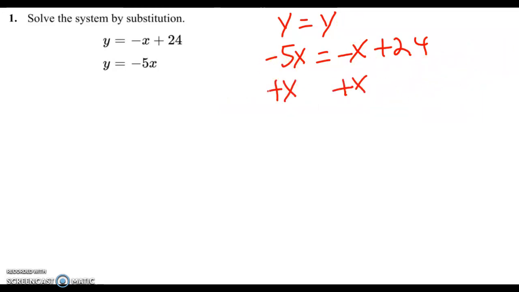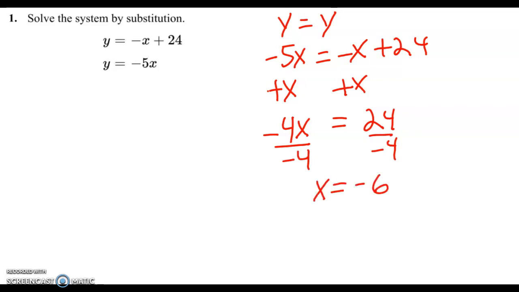So I'll go ahead and add x on both sides. Negative 5x plus x is going to be negative 4x. The x's cancel out. I bring down the 24. And now I divide by negative 4. And now I know that x is equal to negative 6. So now I know what the x is. Now I need to find out what the y is.